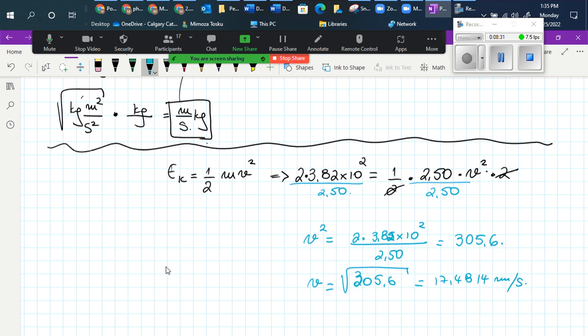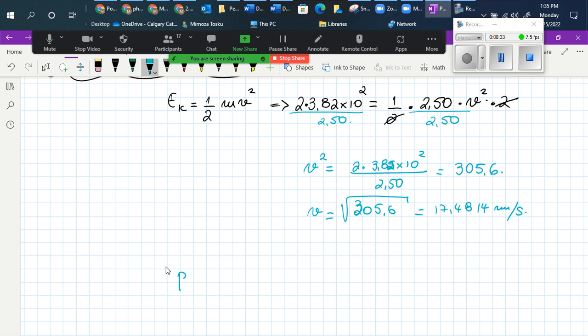And when you are calculating momentum, magnitude of the momentum will be 2.50 times 17.4814, whatever that number is, because the rounding will happen at the very end, which will be equal to 43.7 kilograms meters per second.